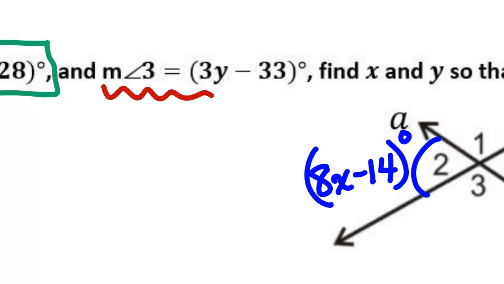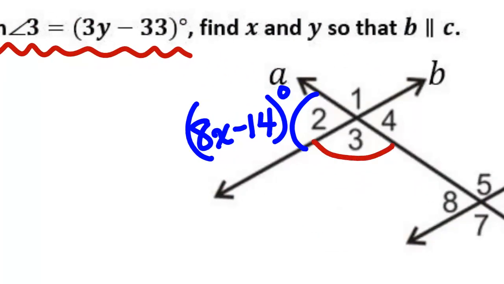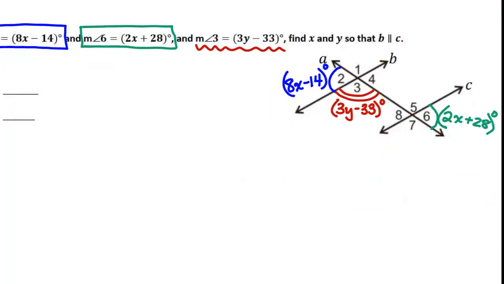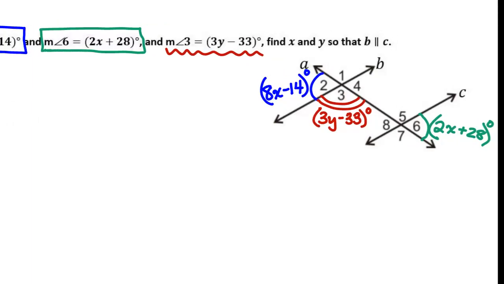They tell me about angle 3. Angle 3 is this guy right here, and that's 3y minus 33. And we're supposed to find x and y so that lines B and C are parallel. Which one should we find first, x or y? X. Tell me why you picked that. There's 2 x's. We have 2 angles that have x, so we're going to be able to either add them together and set them equal to 180 if they're supplementary, or set them equal to each other if they're congruent. So let's go look at this angle pair right here.